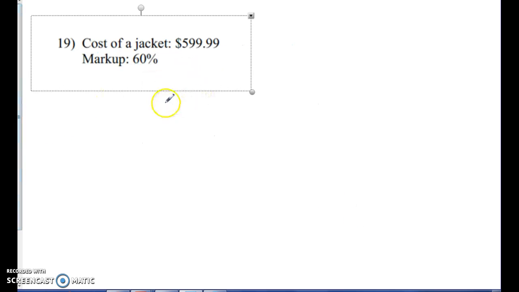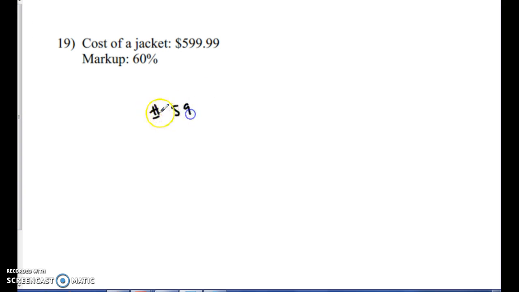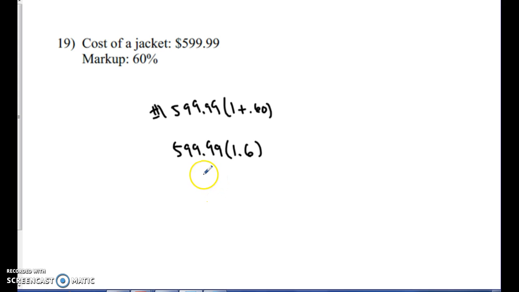But let's look at a markup. I'm taking $599.99, and I'm marking it up by 60%. So I'm taking whatever my price is, which is that 1, and adding 60% to it. So I'm taking $599.99 and multiplying by 1.6. So when I do that, I got it to be $959.98. That's one way for me to think about it.